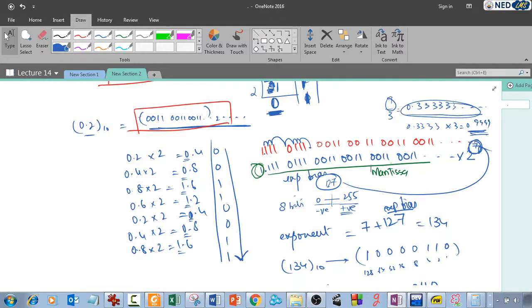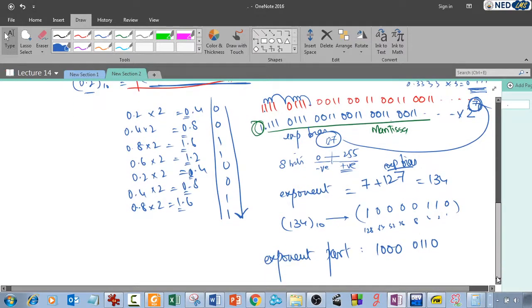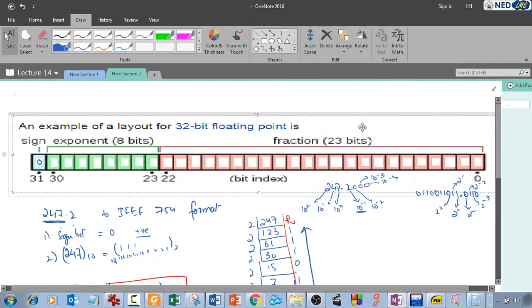Okay, so coming back to here, what we need to do is put the exponent part. So I'm just going to copy this thing over here.